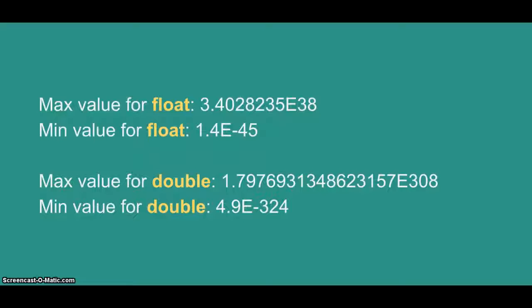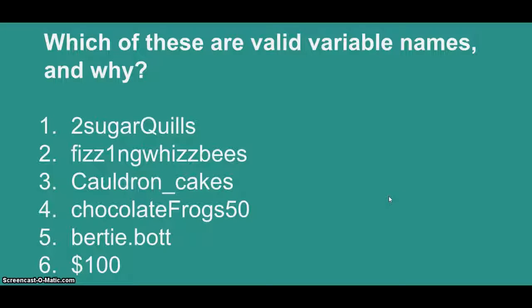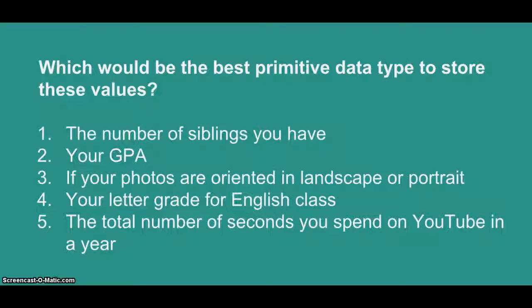So now let's take a look at the homework that I've got for you. Let me know which of the following are valid variable names, and you have to tell me why that's valid. And a bonus question is, which ones out of these 6 actually follow the correct convention, even if it's technically valid? Your second assignment is to look at these 5 scenarios and tell me which primitive data type would be the best for representing that value.